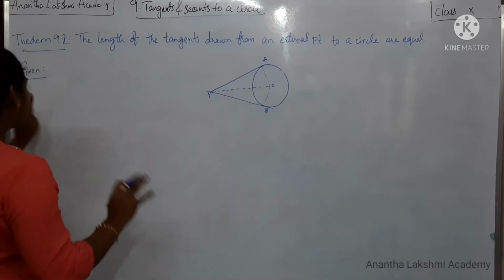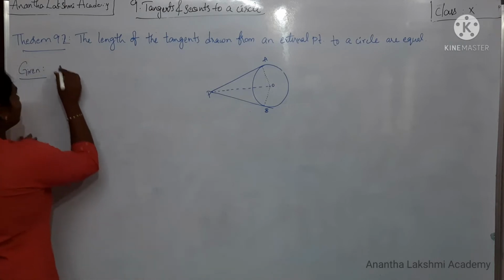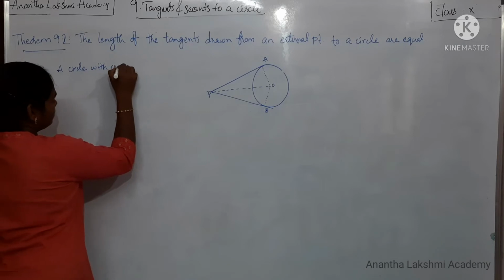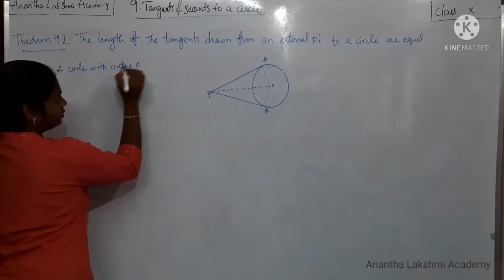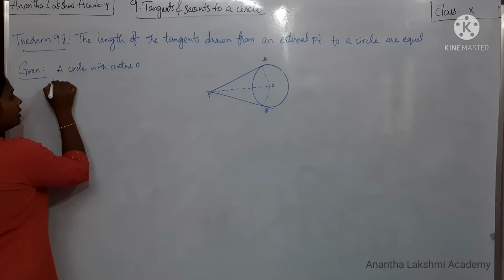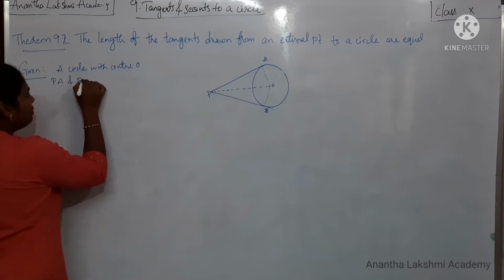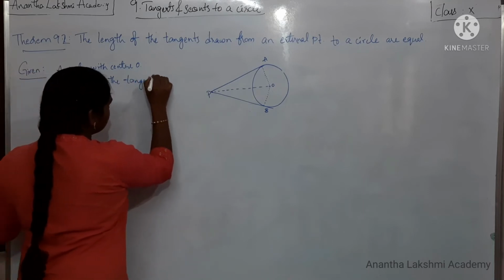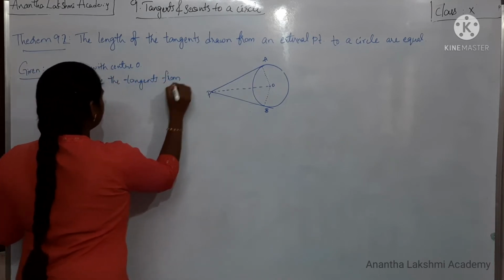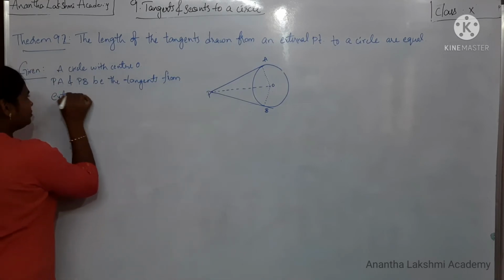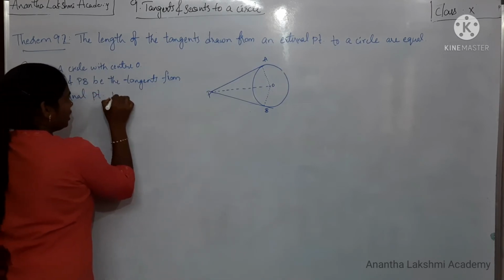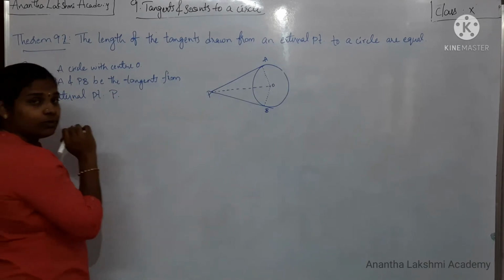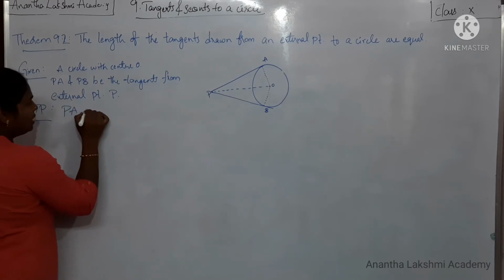Okay, even before this, let me write down what is given. A circle with center O, and let PA and PB be the tangents from external point P. Now, what are we supposed to prove? RTP, required to prove. PA is equal to PB.